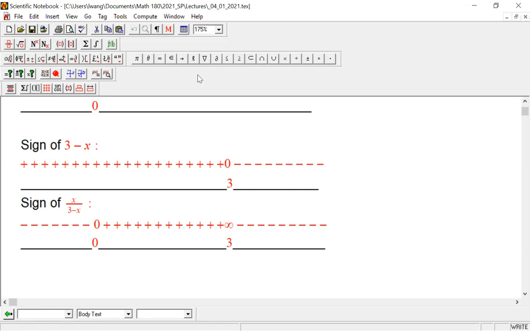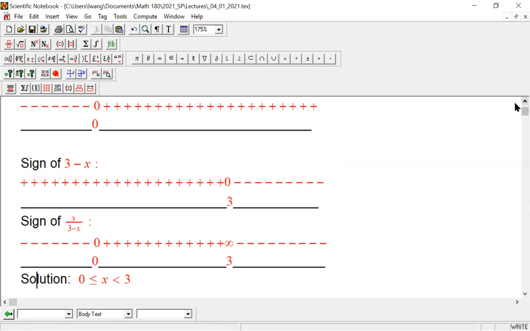And here we go, greater than or equal to 0. What do we get? So the solution will be what? The solution will be x must be greater than or equal to 0, right? And it must be less than 3. It cannot be 3. So that's the solution to this question.